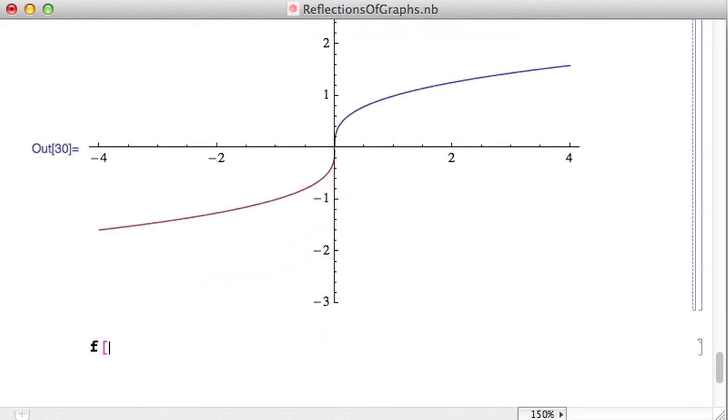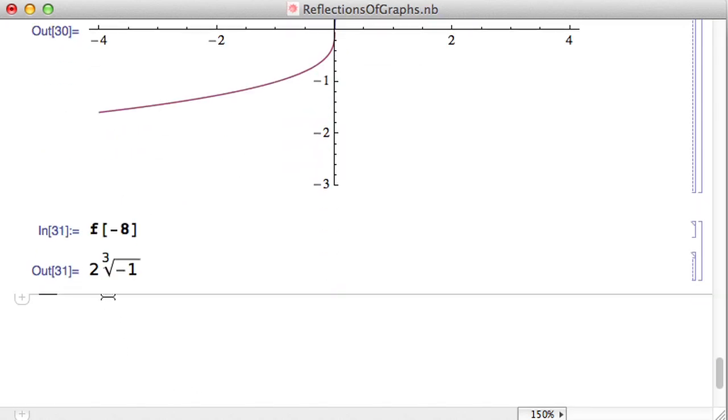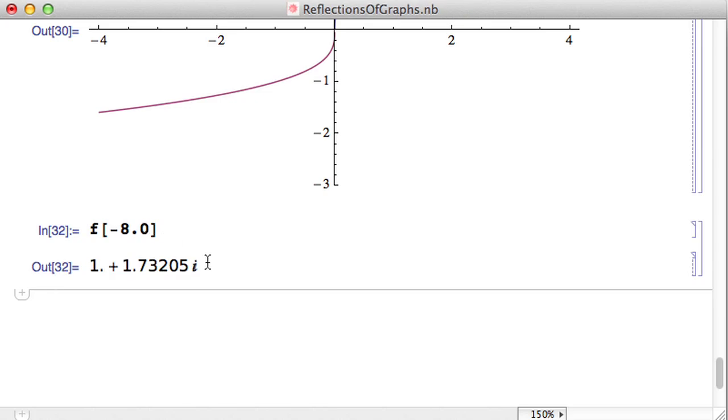Note that f of minus 8, watch what it gives me. It says 2 times the cube root of negative 1. So let's say I want that in numerical. So I'm going to go f of minus 8.0, give me a numerical output. And it gives me this complex number. And that doesn't look like the cube root of negative 8. But it actually is the cube root of negative 8. There are 3 cube roots of negative 8. Watch this.